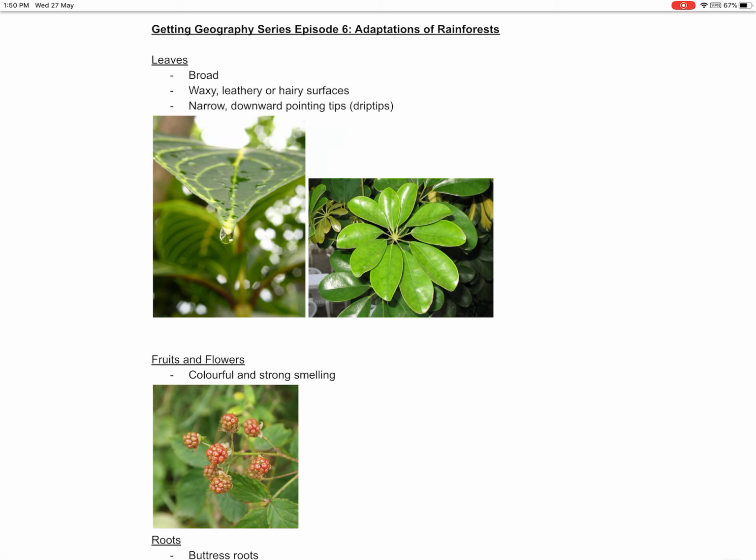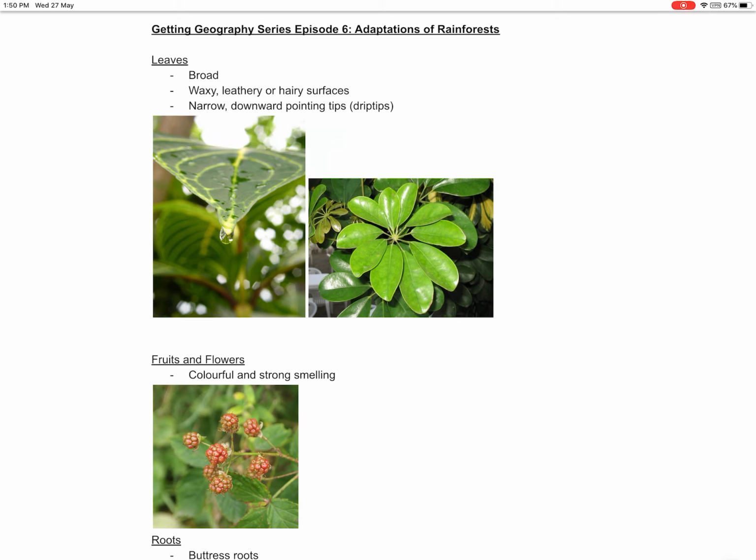Firstly, when we're talking about leaves, the leaves in the tropical rainforests are either broad, or they are waxy, leathery, or have hairy surfaces, and they have narrow downward pointing tips. As you can see in the picture on the left, this is one of the drip tip leaves, and the picture on the right is waxy leaves.